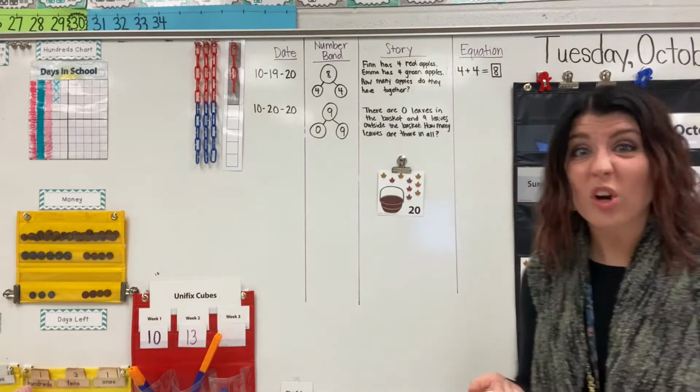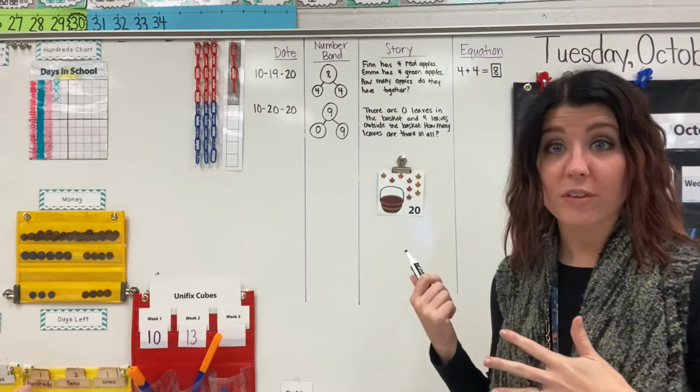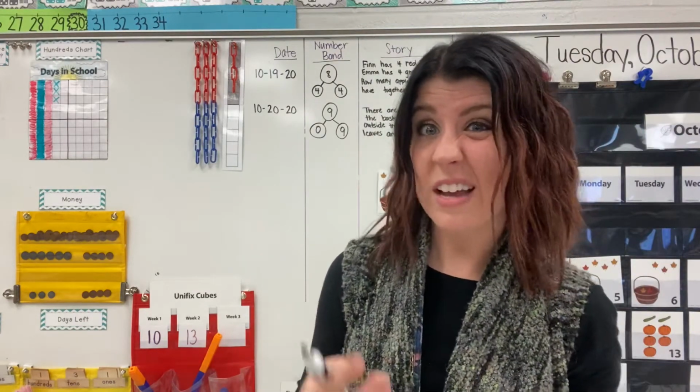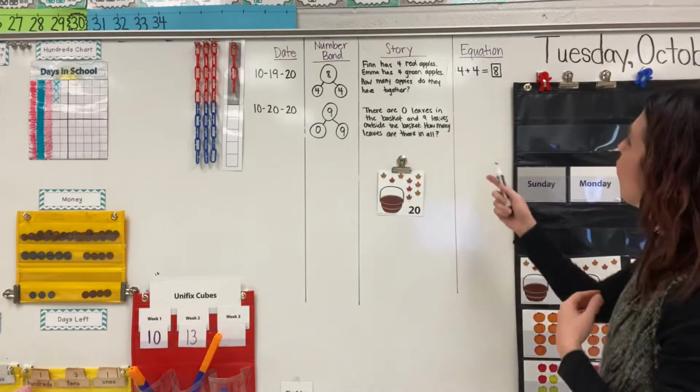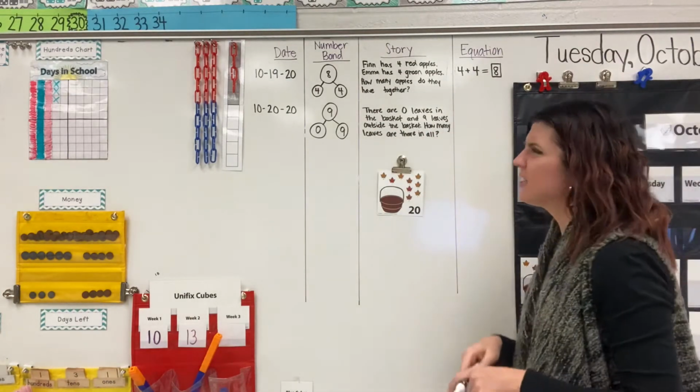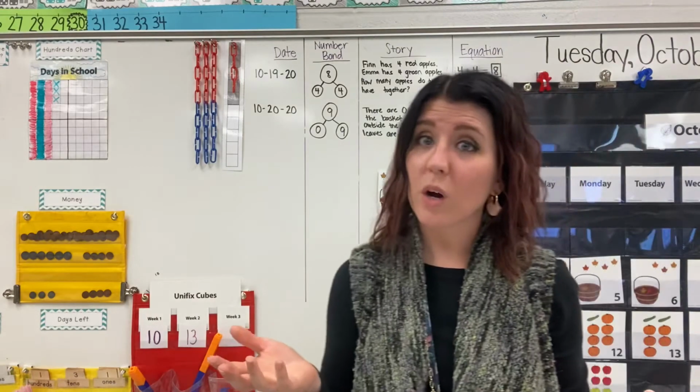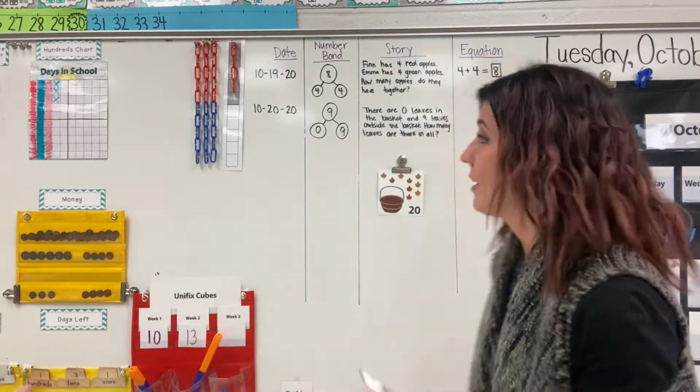That's our story. Now we want to write an equation for this story. Remember, an equation has numbers and symbols like plus signs, minus signs, equals, those kinds of things. So we want to write an equation that matches this story. So let's go through the story. It said there were 0 leaves in the basket. So I'm going to start with 0.